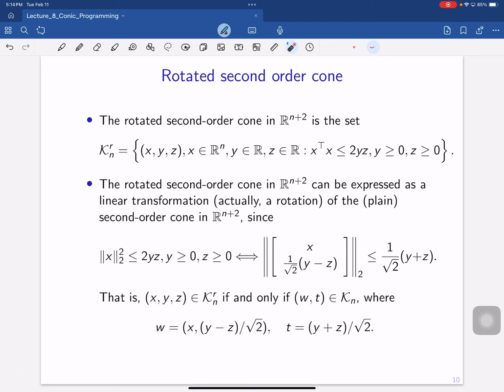And then a generalization of the rotated second order cone to n plus 2 dimensions is the following. You have the first n dimensions being x, then the last 2 dimensions you call y and z. Then x transpose x is less than or equal to 2 times y times z, where y and z are both greater than or equal to 0. Okay. And then you could check this definition in 2D. This is a generalization of the concept to n plus 2 dimensions.